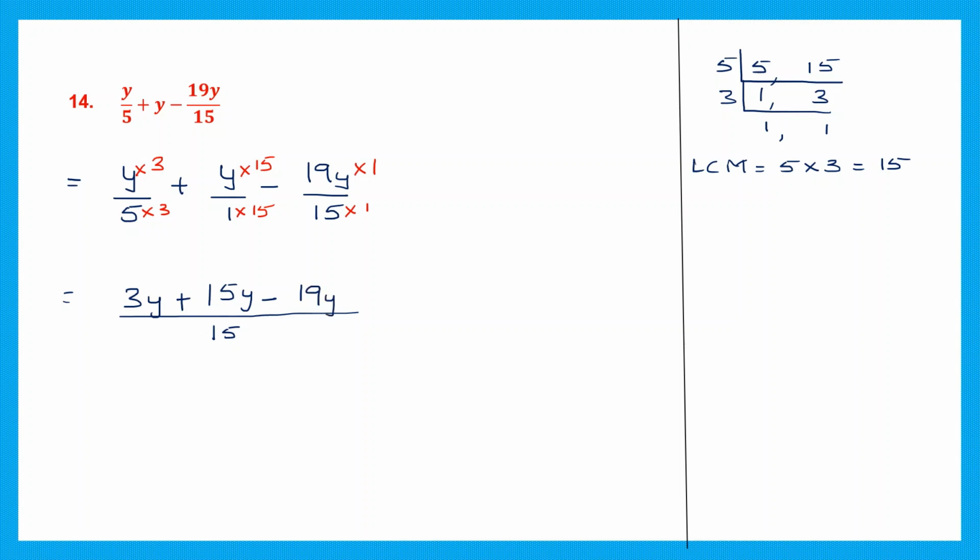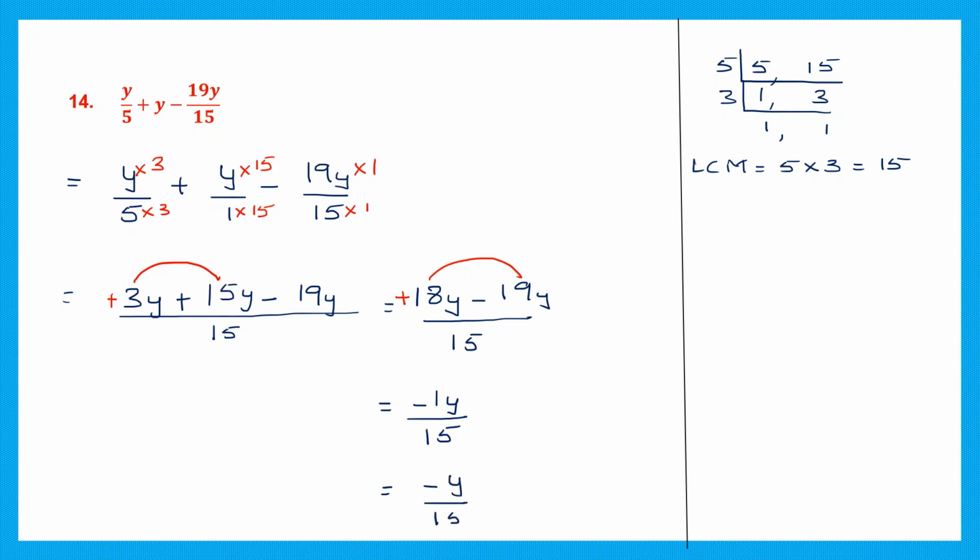So here we have a mixture of addition and subtraction. This is a plus sign, so let's do the addition first. 3 plus 15 is 18. So that is 18y minus 19y divided by 15. Now take only the numbers 18 and 19. This is plus 18 and minus 19. Signs are different, so put the sign of the bigger number and subtract. 19 minus 18 is 1. 1y by 15. Your final answer will be minus y by 15.